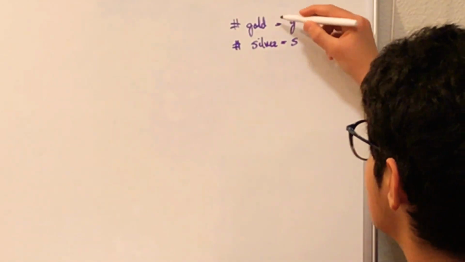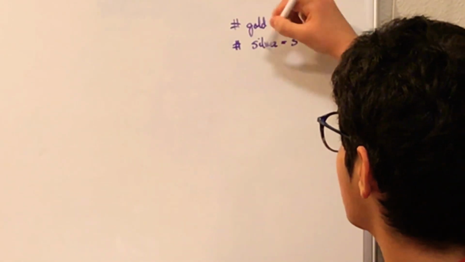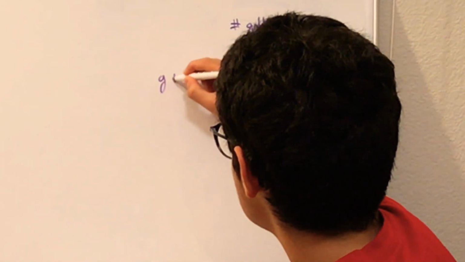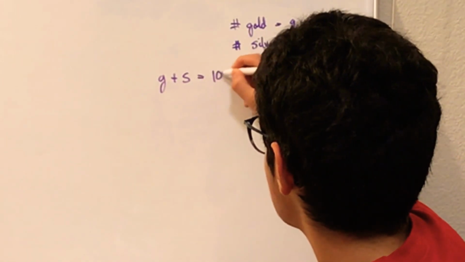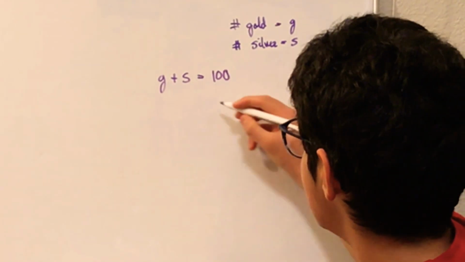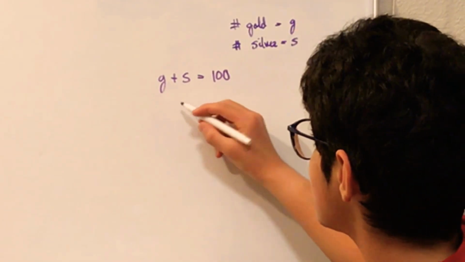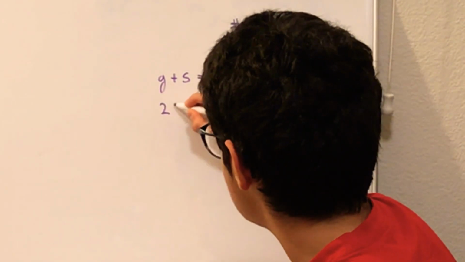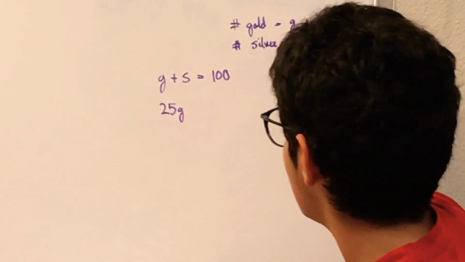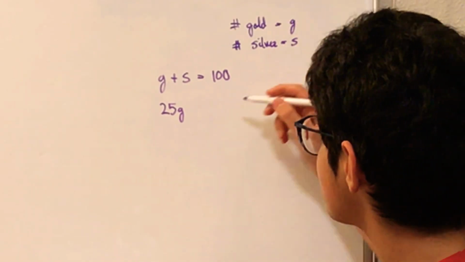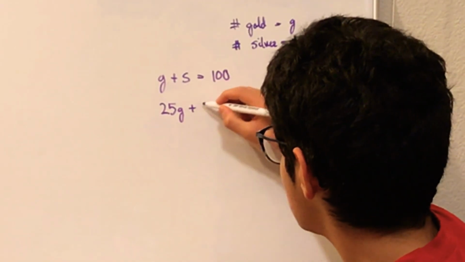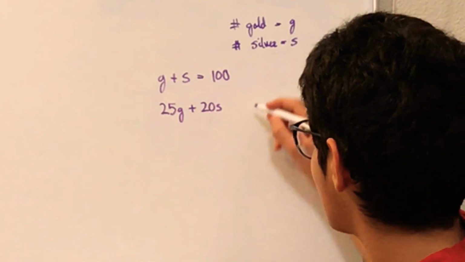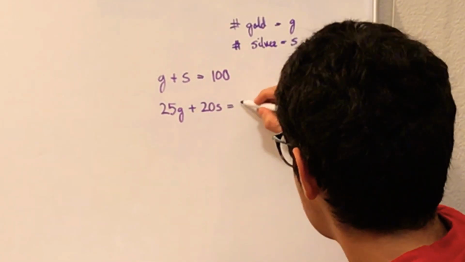This is the number of purchases, not the price. So the purchases is G plus S equals 100, since there were 100 purchases made in total. And now we'll go with prices, because this isn't purchases, this is the total money that they earn. So 25G, how many gold memberships there were, plus 20S, and the reason for this is how much each costs, right? Plus 20S equals $2,125.